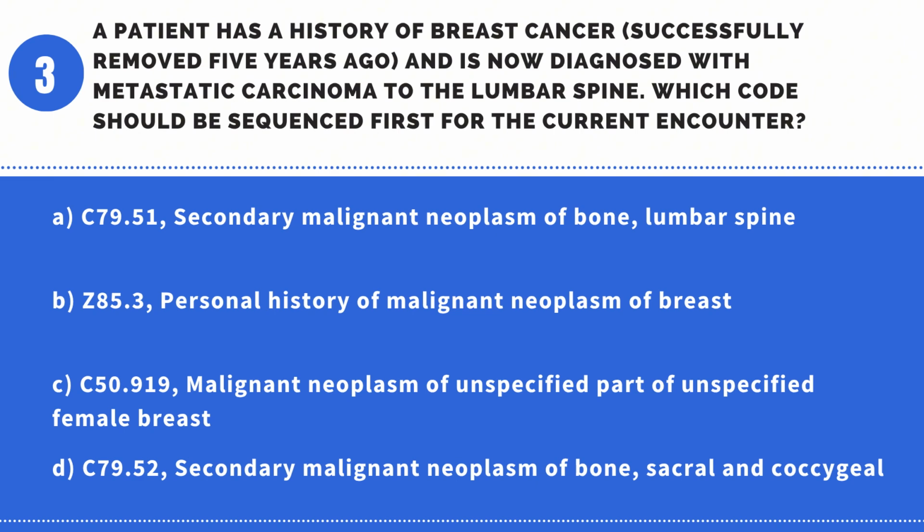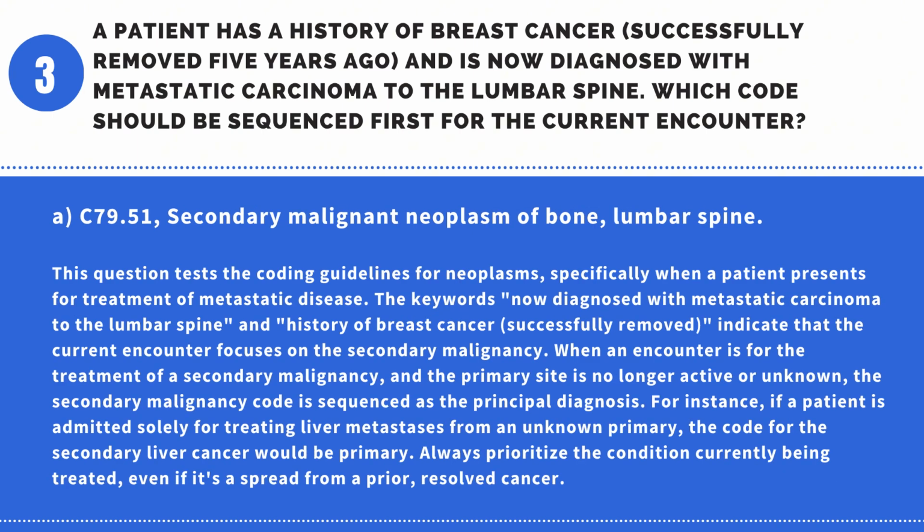C. C50.919, malignant neoplasm of unspecified part of unspecified female breast. D. C79.52, secondary malignant neoplasm of bone, sacral and coccygeal. Answer A. C79.51, secondary malignant neoplasm of bone, lumbar spine.